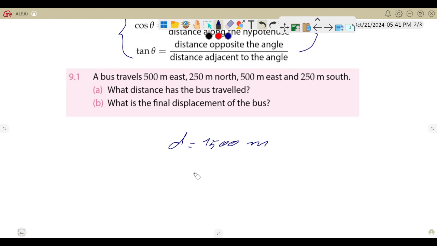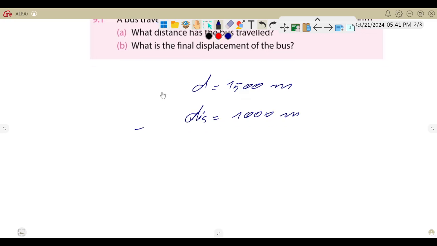So it went 500 meters east, then 250 meters north, then 500 meters east, then 250 meters south. But because it went south, it canceled out the north. Exactly. So displacement would be just 1,000. All right. Displacement is 1,000 and distance is 1,500.